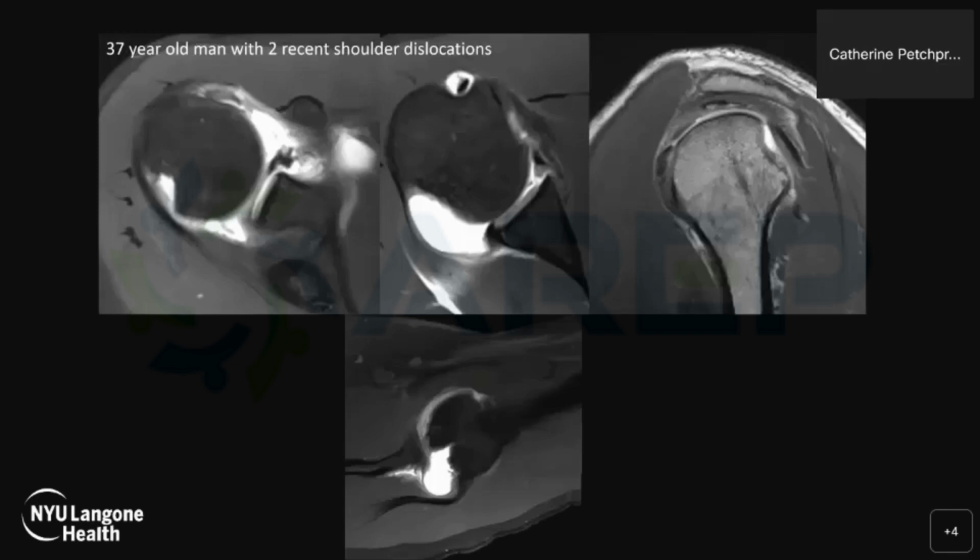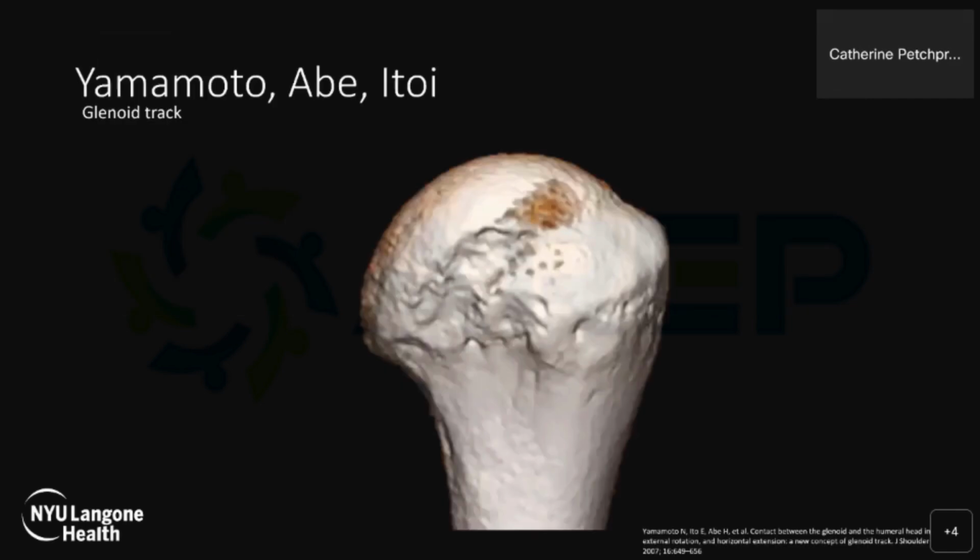This is an MR arthrogram on a 37-year-old man with recent shoulder dislocation. There is a Hill-Sachs lesion involving a portion of the glenoid surface. What if he were to further externally rotate his shoulder? Could this Hill-Sachs lesion catch the glenoid rim and cause a dislocation? A currently popular concept that studies this is called glenoid track.